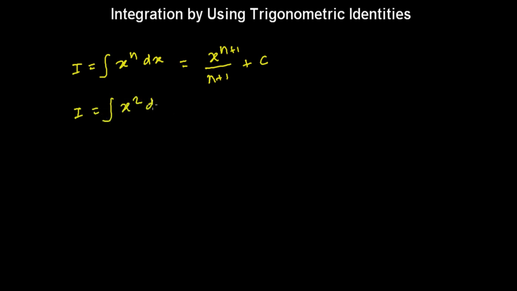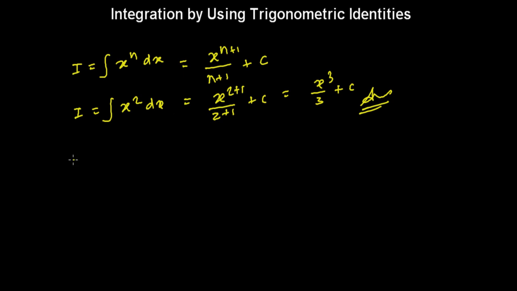Let me first tell you, if we have our integrand something like x to the power n dx, then very simply we write x to the power n plus 1 divided by n plus 1 plus some constant. Let me give you an example: x square dx. Then we simply did x to the power 2 plus 1 divided by 2 plus 1 plus constant, and that was x cubed divided by 3 plus constant. That is our solution.